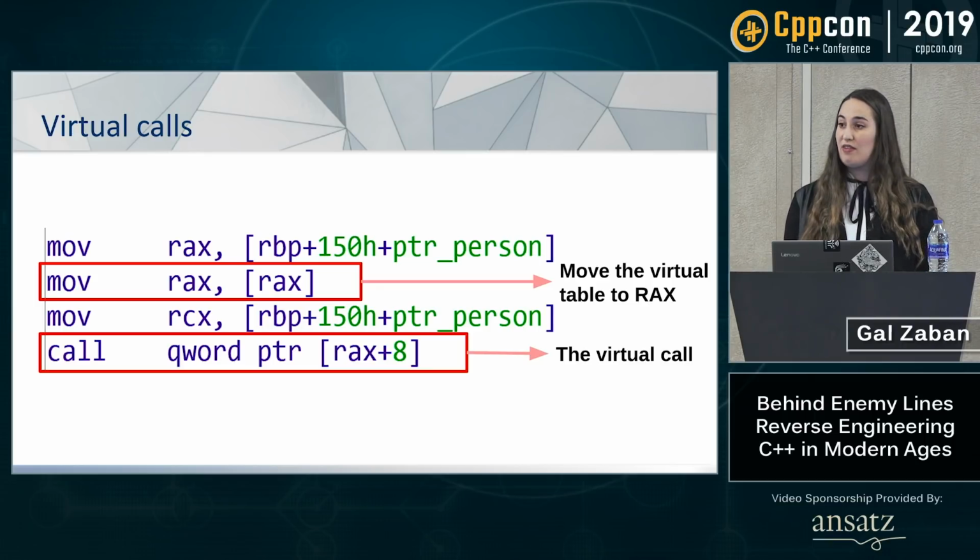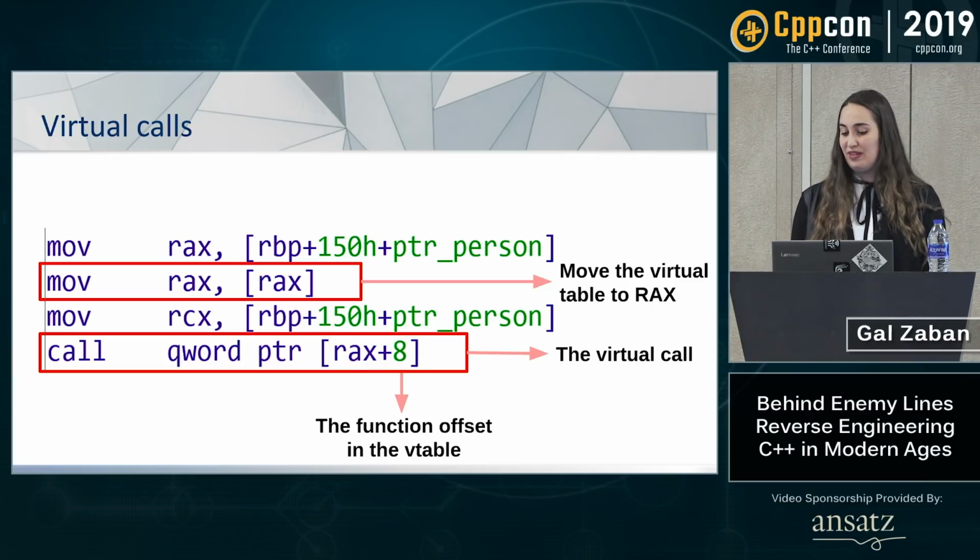So in this case, you have RAX plus 8, which means you take the vtable and you use offset 8 from the vtable, which means the second function, since we are in x64 architecture. It was compiled to x64 architecture.